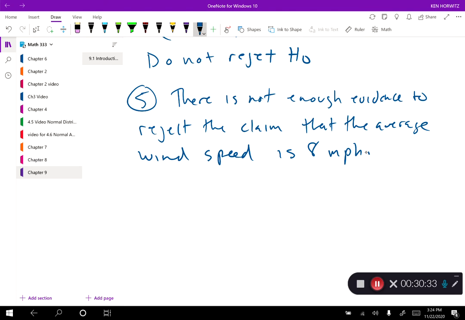miles per hour. Again, the p-value test changes things slightly. Instead of looking at where we fall on our axes, we're simply looking at area. If our p-value covers more area than our alpha does, that's when we reject the claim. If our p-value covers less area than our alpha does, then we do not reject the null hypothesis.